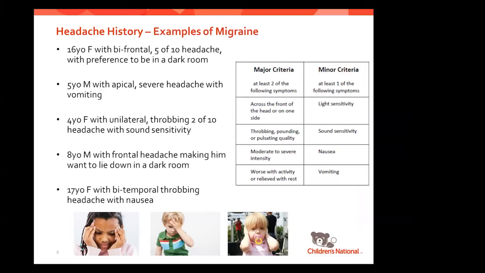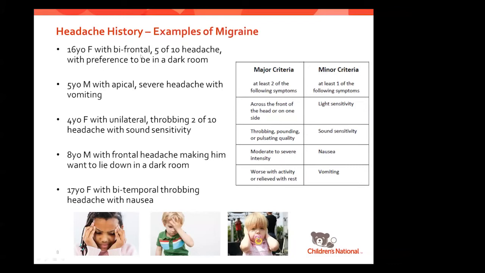So what I want to do now is go over some different histories, all of which fulfill the criteria for each condition. So these are all examples of patient with migraine. On the right there, you can see the definition of a migraine. Major criteria is you have to have at least two of the following symptoms. If they're bifrontal or unilateral throbbing or pounding, moderate to severe intensity headaches that make you lay down. Minor criteria, you have to have one of them, light, sound sensitivity, nausea, or vomiting. So all 5 of these patients have migraine based on that definition.